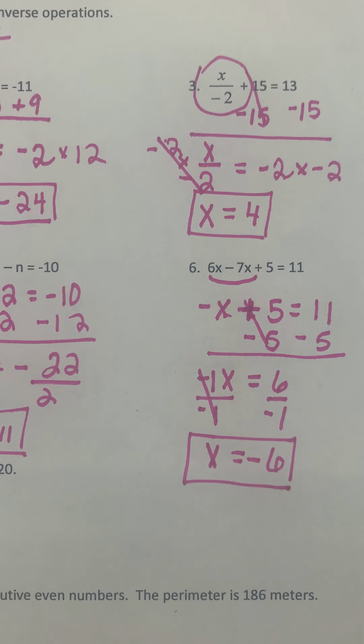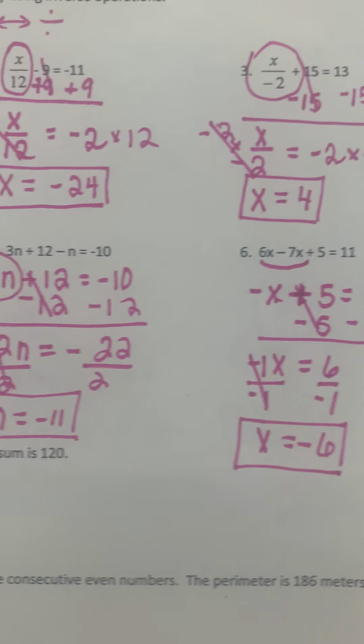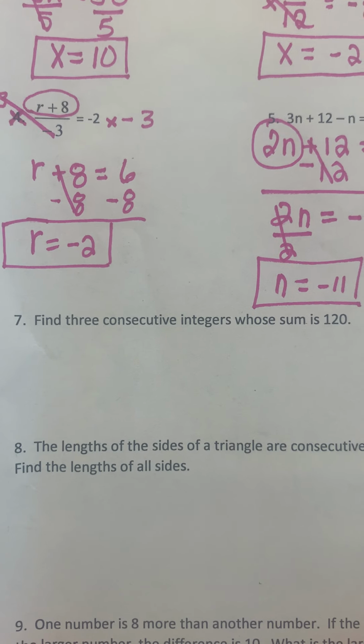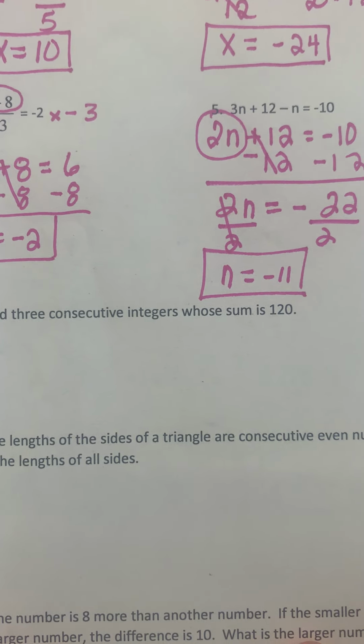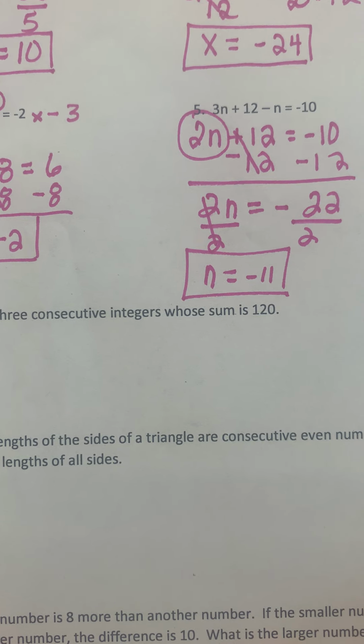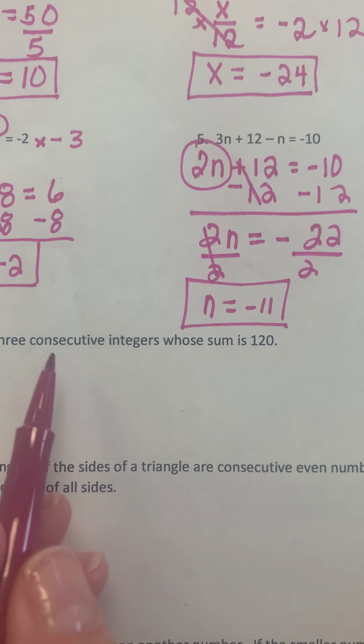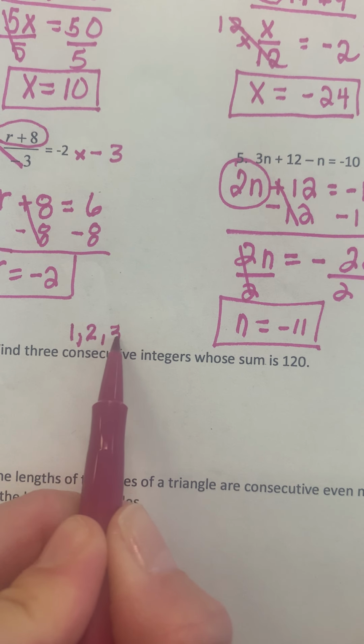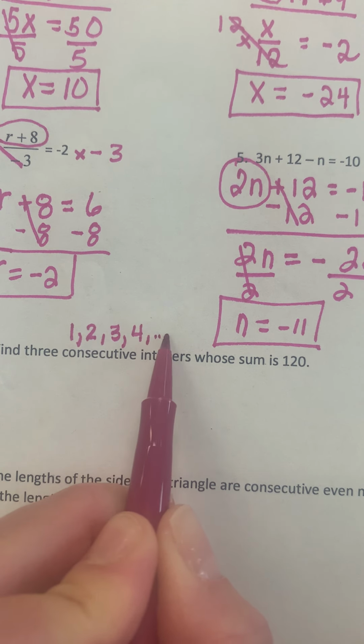Now on to some word problems. So for number 7, it says find 3 consecutive integers whose sum is 120. Consecutive integers are ones like your counting numbers, 1, 2, 3, 4, and so on.